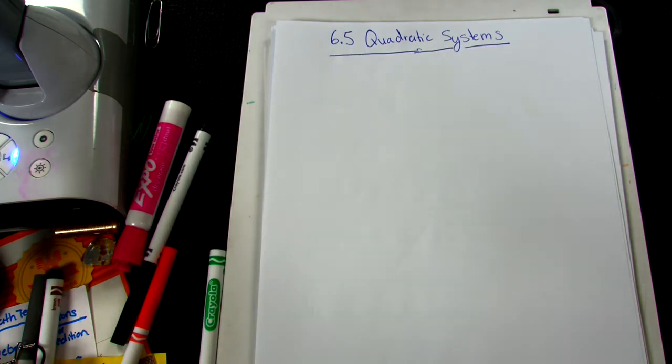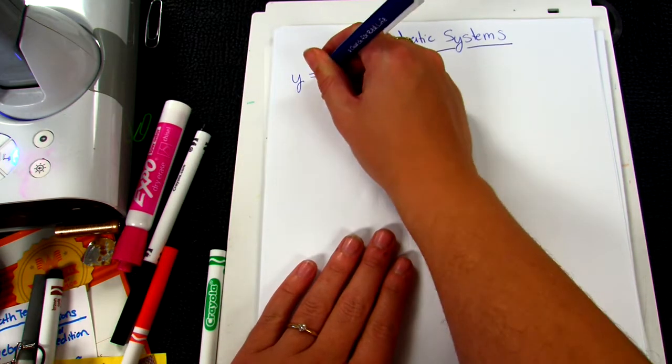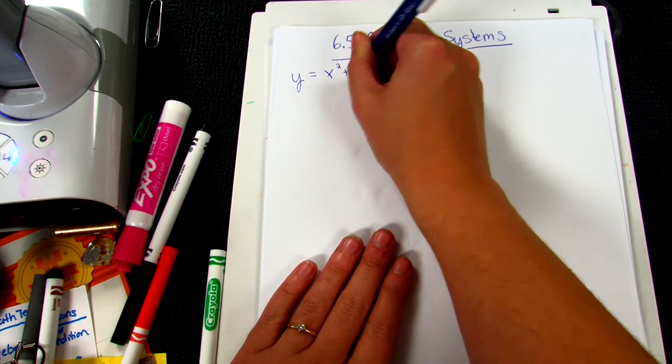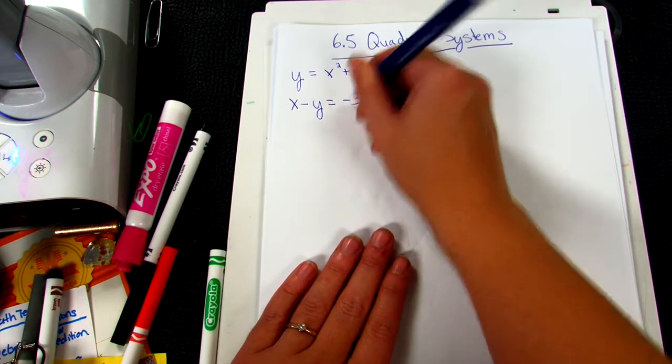The important thing to remember when you're solving quadratic systems is that you have to solve them algebraically, right? You can't use a graphing calculator to solve these. You can verify to see how many answers you're going to have, but to actually get your answers, you're going to have to solve algebraically. So let's look at our first example. We have y is equal to x squared plus 1, and x minus y is equal to negative 3.